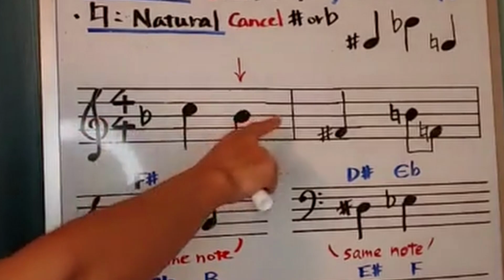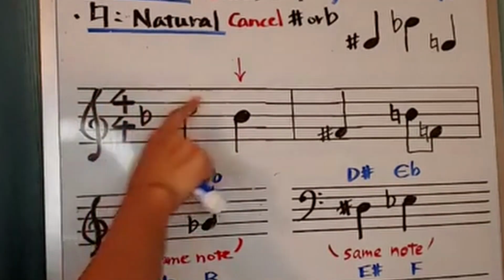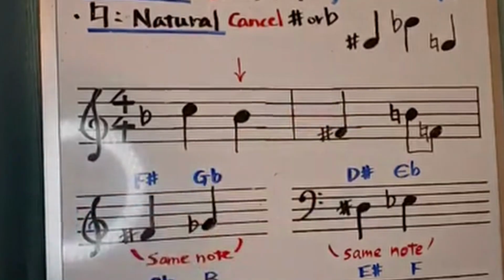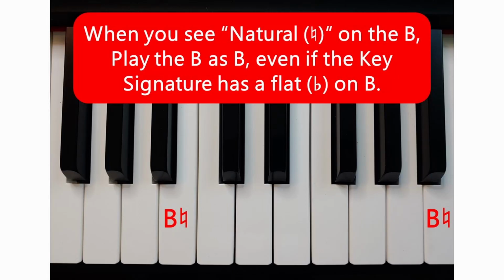So if you see a B in the music, this has to be flatted, unless you keep on playing the music and you see the B with a natural. Then you have to ignore this rule and play the B flat as a regular B. So that's how it works.